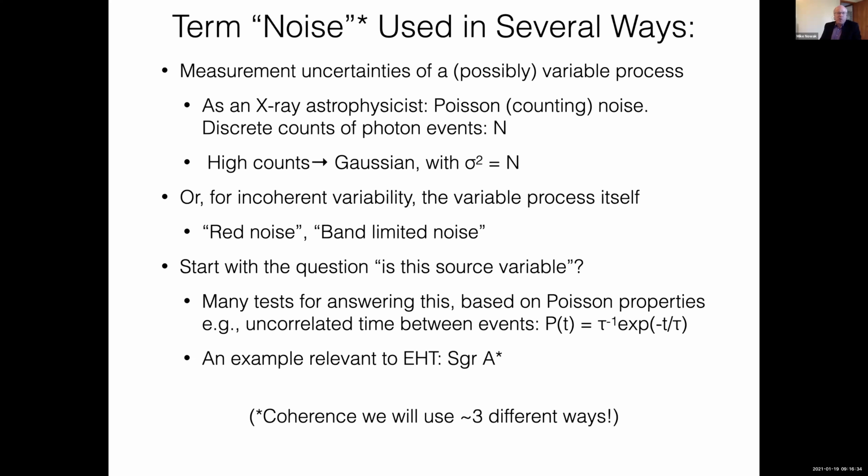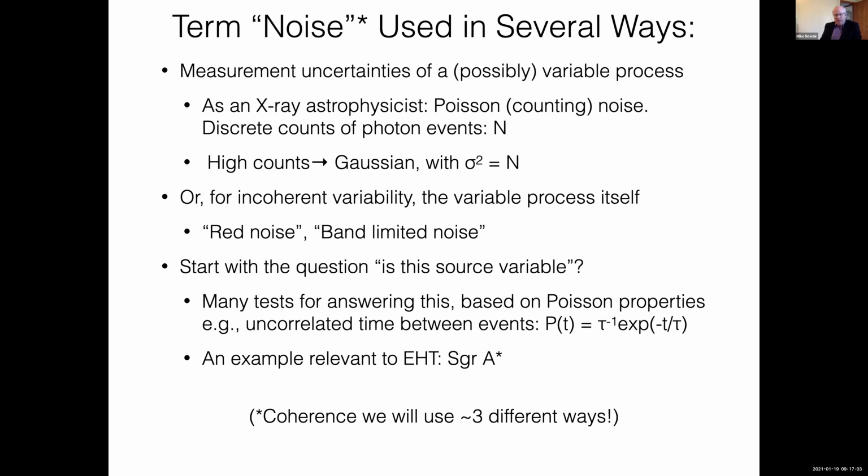But for incoherent variability, we often talk about the variable processes themselves and refer to those as noise. I'll give you some examples and some definitions here. You'll often see in the papers referenced in the library and in this talk things referred to as white noise, red noise, or band-limited noise. I'll show you examples of all three of those, and those are ways of characterizing incoherent variability processes.